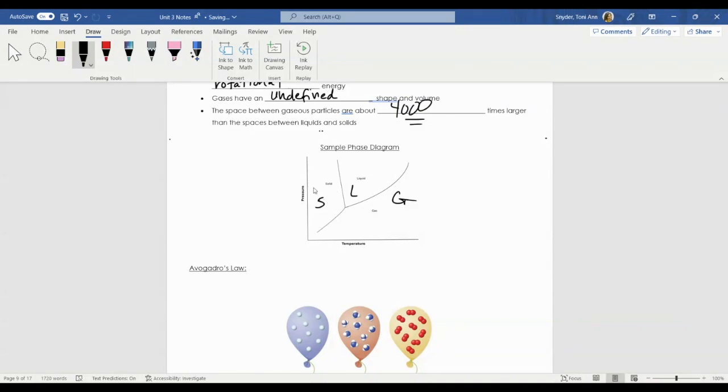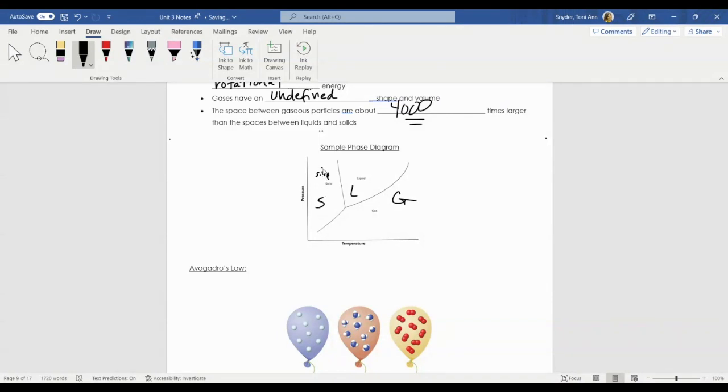Here's the solid portion of the phase diagram. Here's the liquid portion, and here's the gaseous portion. On my axes here, my y-axis is pressure, and my x-axis is temperature. As the pressure and temperature change, we can go between different phases of matter. For this particular substance, if I have a relatively high pressure and a low temperature, this sample would exist as a solid, at a high pressure but at a very low temperature.